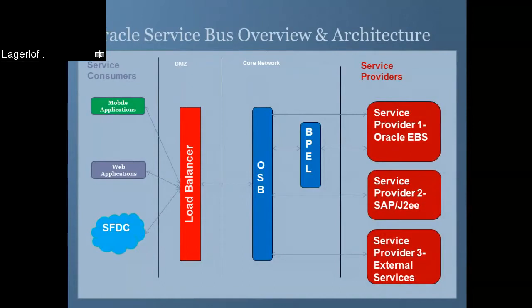backend service provider. So the service providers could be internal to an organization, that usually will include ERP systems or a custom application written in .NET or Java-based applications. It could also be external service providers that provide, like, a credit score or any external services that you want to leverage.